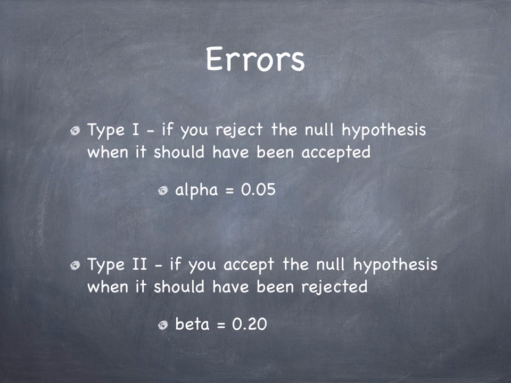A type 1 error is when you reject the null hypothesis when it should have been accepted. This is also known as an alpha error. By convention, 5% is deemed acceptable. A type 2 error is when you accept the null hypothesis when it should have been rejected. This is also known as beta error. By convention, 20% is deemed acceptable.